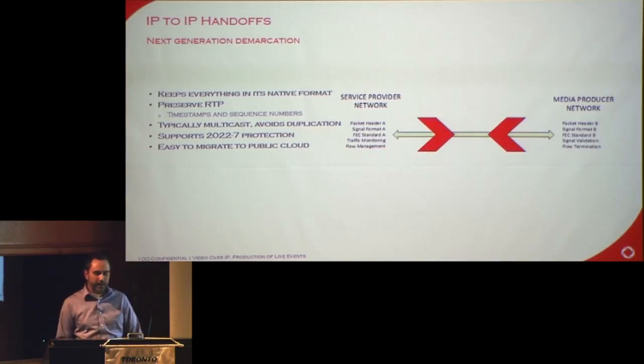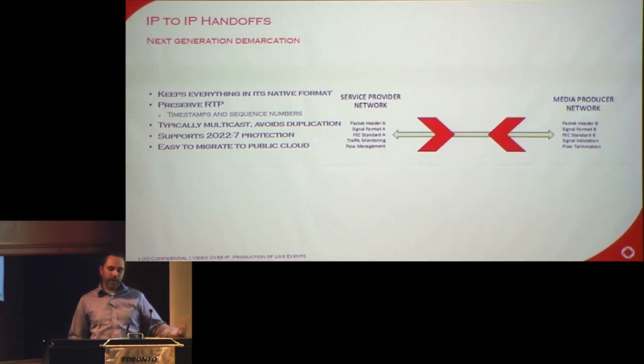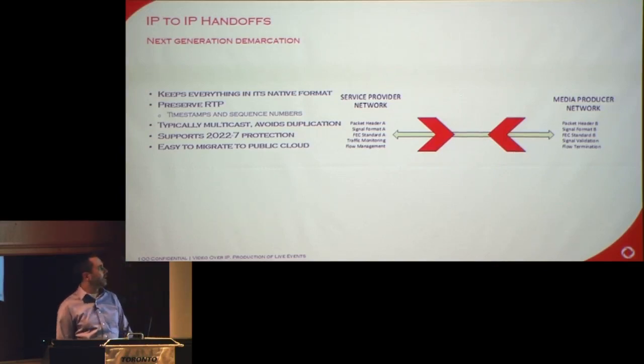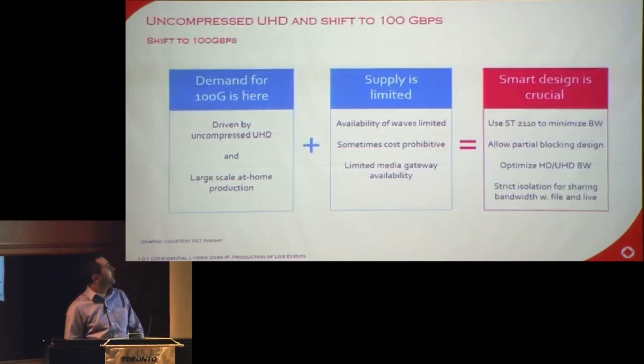More on the future-forward side is the idea of IP to IP handoffs. It's a bit of a frustration, a pain point to me, that we still go out of our way to hand off signals in SDI when we're going from carrier to carrier, or from transport network to transport network, or transport to implant. The days come now where everything should be handed off in the IP domain. We want to get away from de-encapsulating and re-encapsulating, adding additional complexities. What we want to do is preserve all those RTP timestamps, support the 2022-7 protection, and this is really an enabler to some of the next-gen stuff.